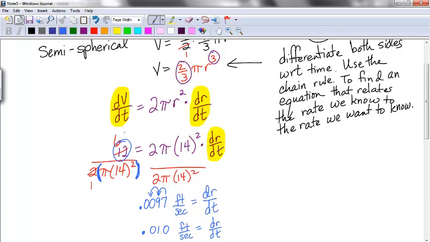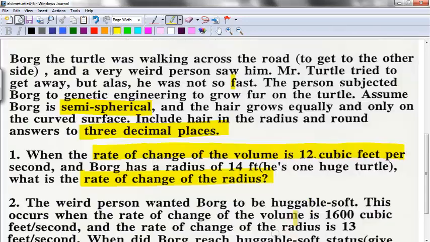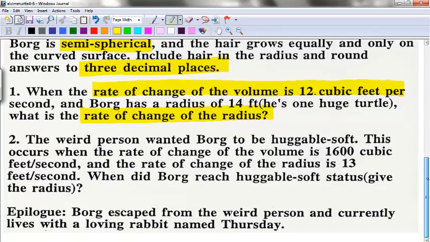Okay, part 2. The weird person wanted Borg to be huggable soft. This occurs when the rate of change of the volume is 1,600 cubic feet per second. That's huge. And the rate of change of the radius is 13 cubic feet per second. When did Borg reach huggable soft status? Okay, basically give the radius. Okay, read that one more time.